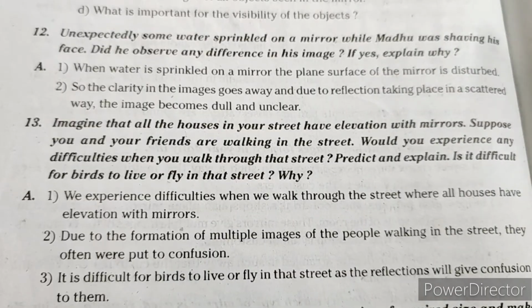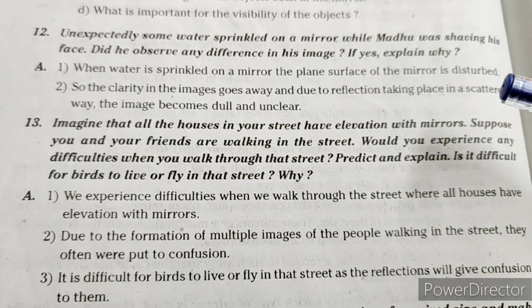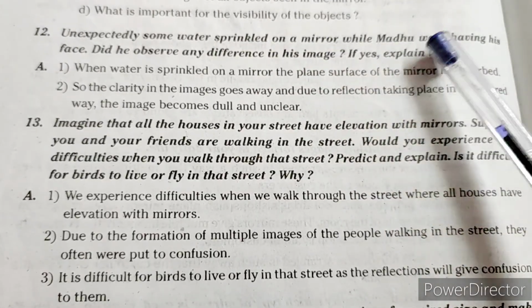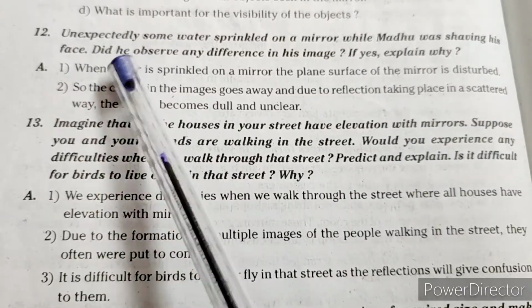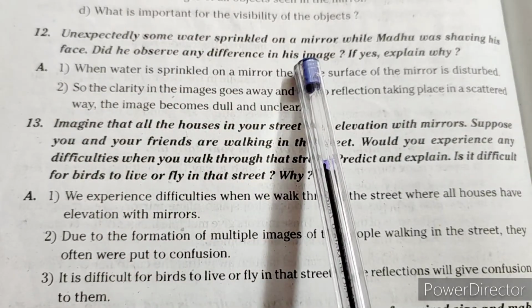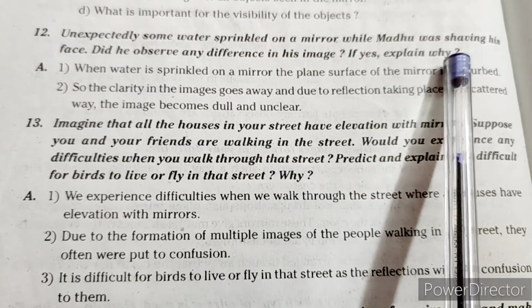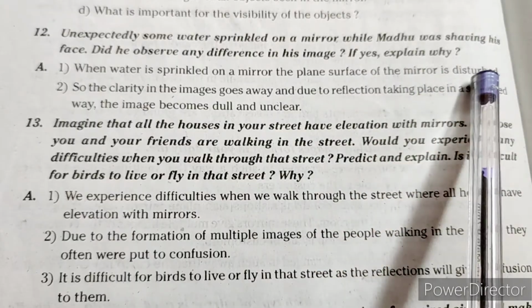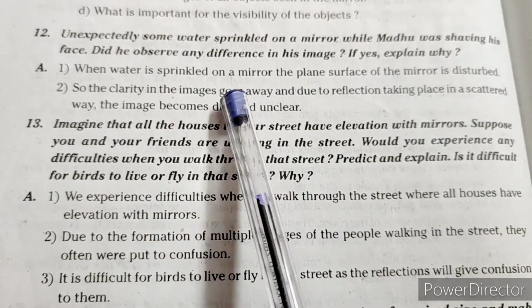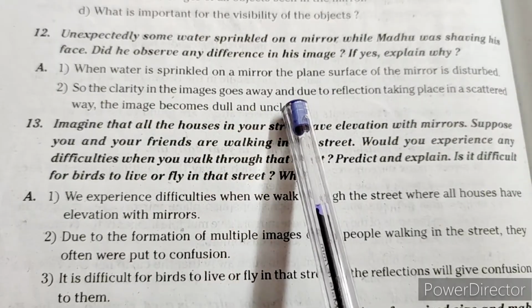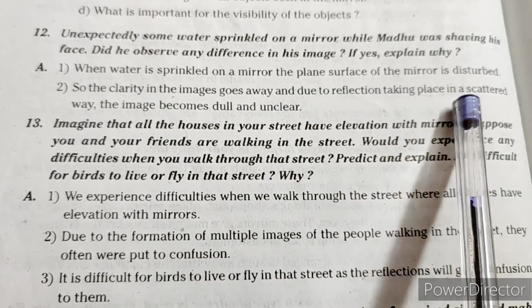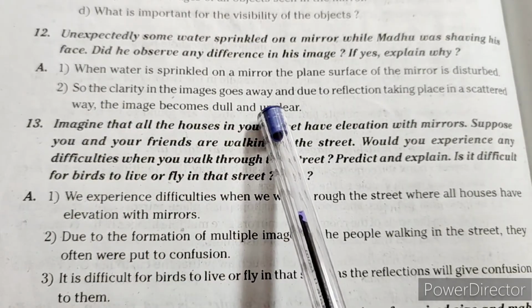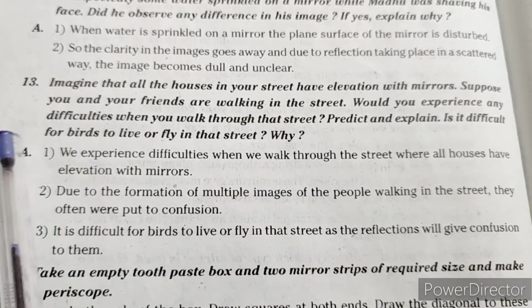Next, 12th one. Unexpectedly, some water sprinkled on a mirror while Madhu was shaving his face. Did he observe any difference in his image? If yes, explain why. When water is sprinkled on a mirror, the plane surface of the mirror is disturbed. So the clarity of the images goes away, and due to reflection taking place in a scattered way, the image becomes dull and unclear.